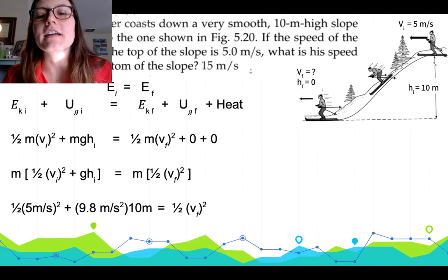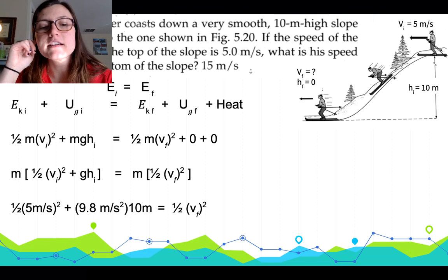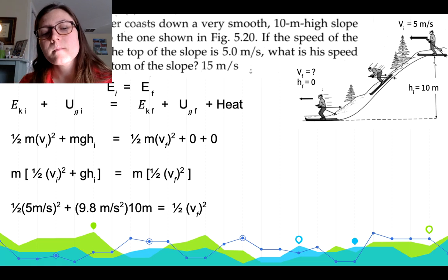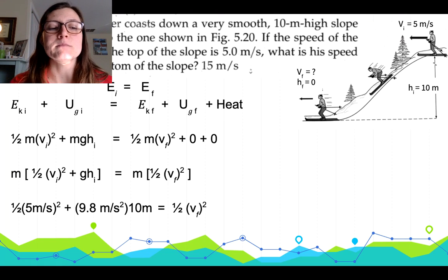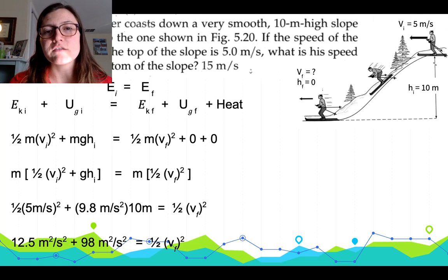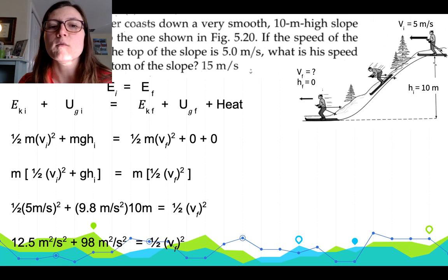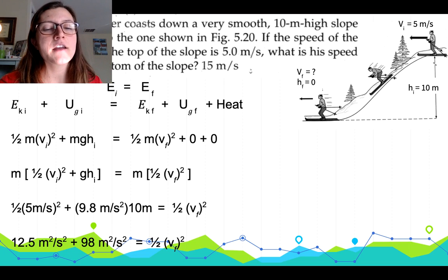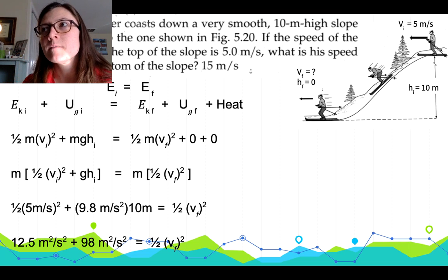Next step would be to plug in those initial velocity and height values, and then we're going to simplify. So 5 squared, we get 25, half of 25, we get 12.5. So units are meters squared per second squared. And 9.8 times 10, we get 98 meters squared per second squared. The right side of the equation there would stay the same.